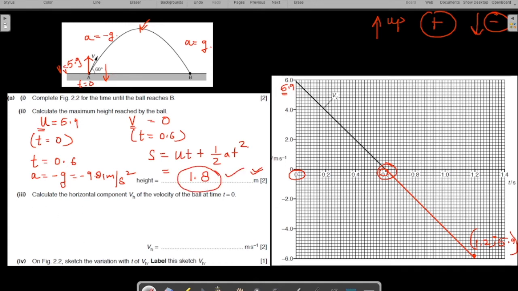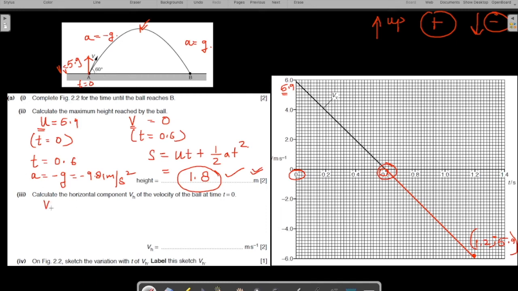Now we are coming to the next part of the question, the third part. Calculate the horizontal component of the velocity of the ball at time t equals 0. At this time, calculate the horizontal component. Now this comes from finding the components of the vectors, right? How do you solve it?